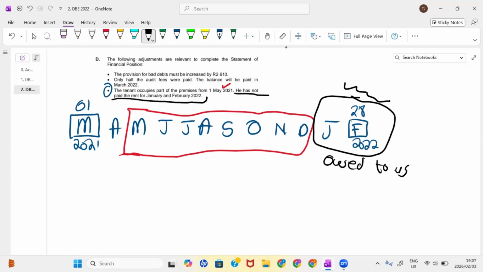So this one is easy, because they didn't say there's a decrease or there's an increase, any of those things. They didn't say that. So my question is, how many months did we receive rent income? Can I get answers in the chat? How many months did we receive rent income?